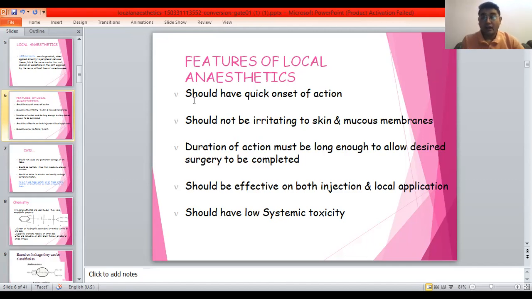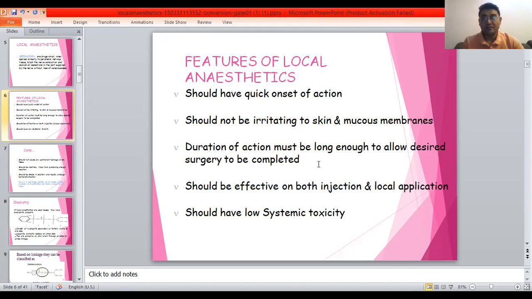Second, local anesthetic should not be irritant to skin and mucous membrane. For example, sometimes we use it in the mouth, the tongue, the nose, mucous membrane, or the urethra. So if it is irritant, it will cause some kind of allergies or reactions in mucous membrane or skin.